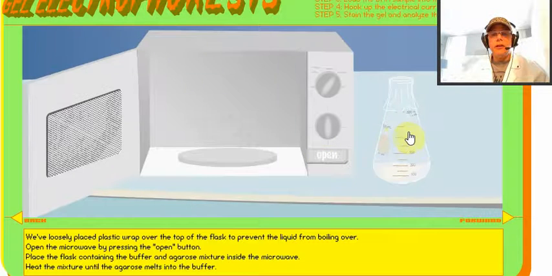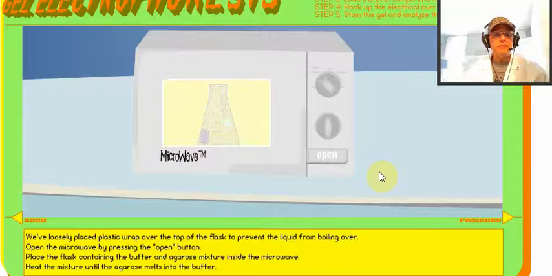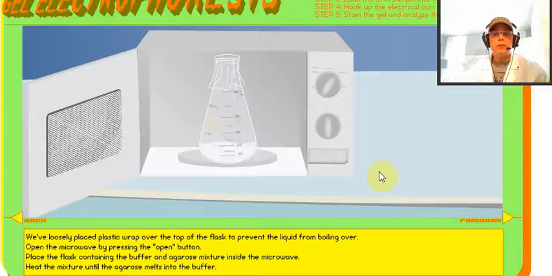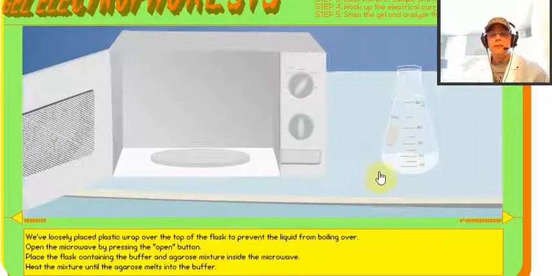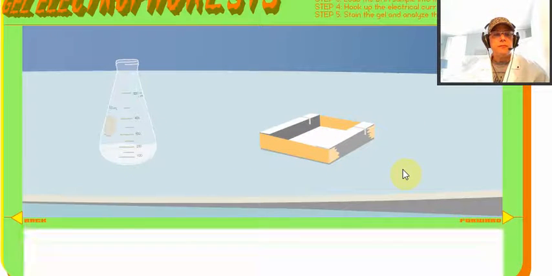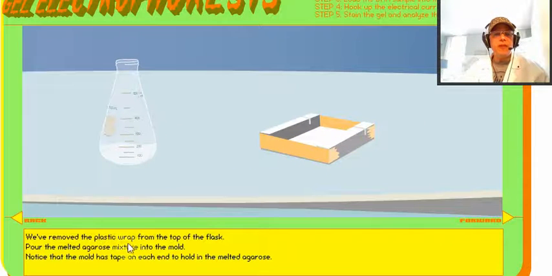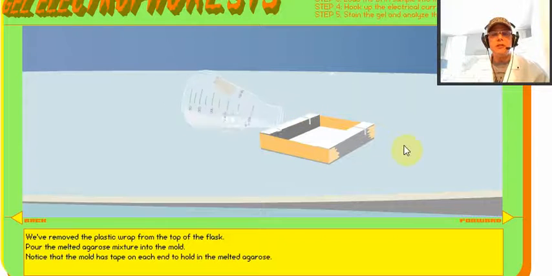All right, I know what to do here. We're just going to heat it up. All right, we've removed the plastic wrap from the top of the flask. Pour the melted agarose mixture into the mold. Notice that the mold has tape on each end to hold the melted agarose. You don't want it to spill out.